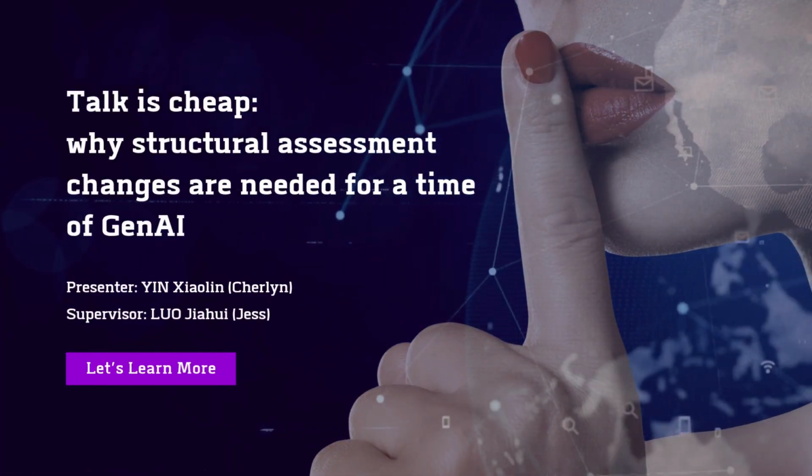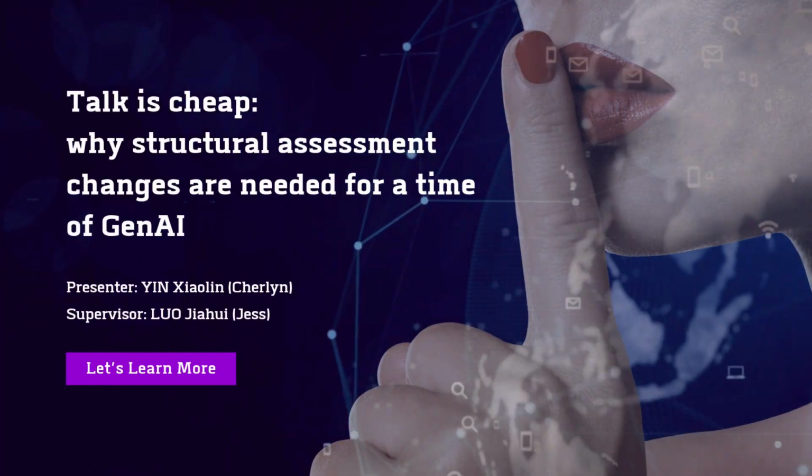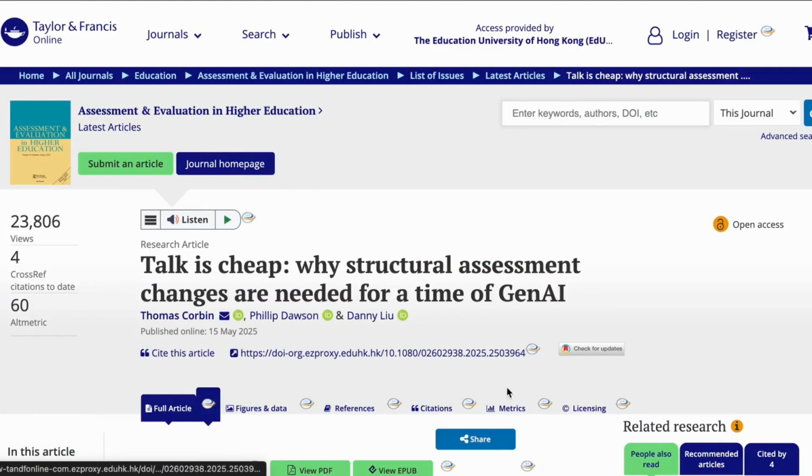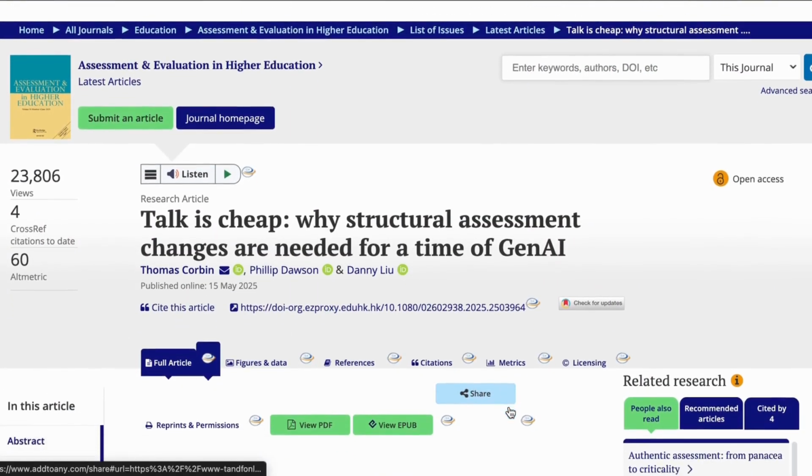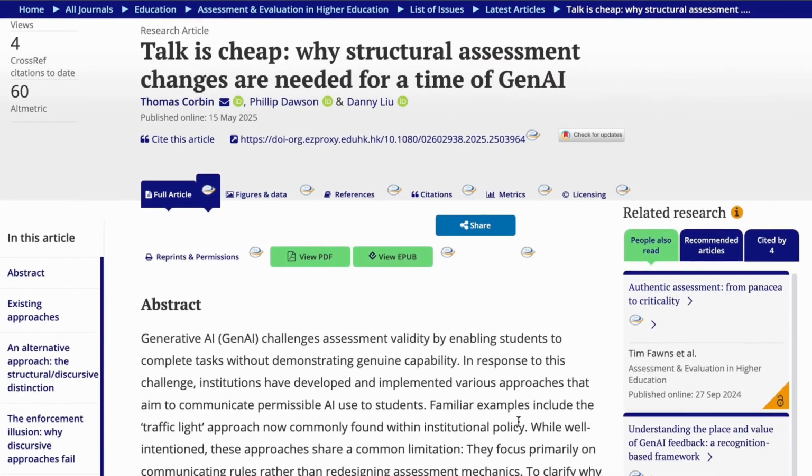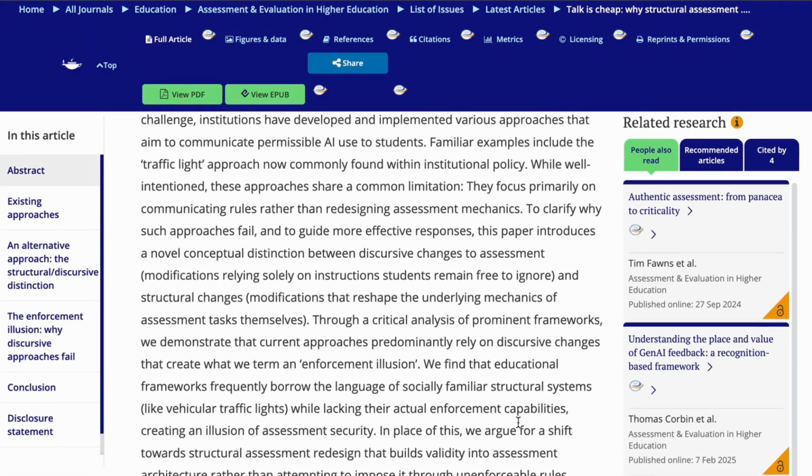Today we will share an article written by Corbin, Dawson, and Danny. The article is Talk is Cheap: Why structural assessment changes are needed for a time of GenAI.